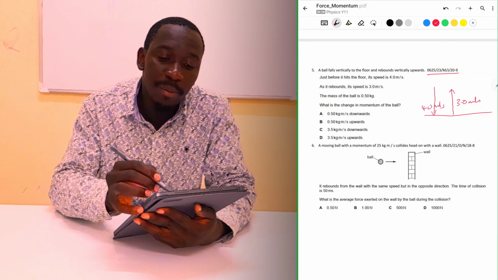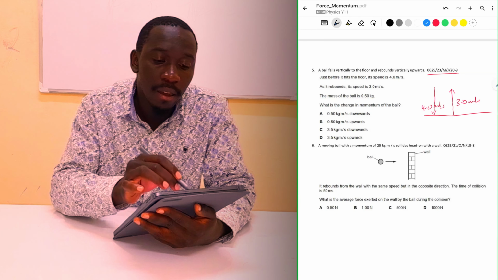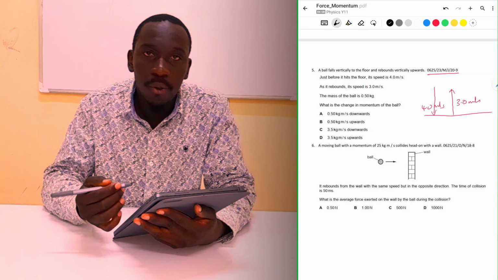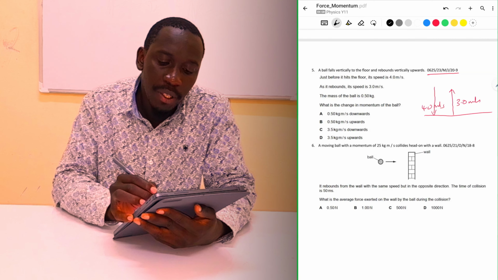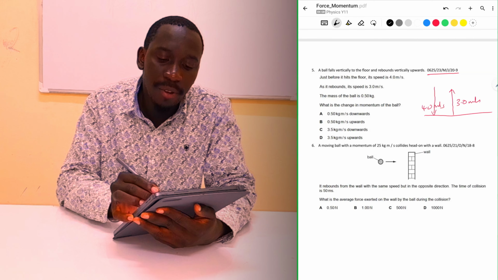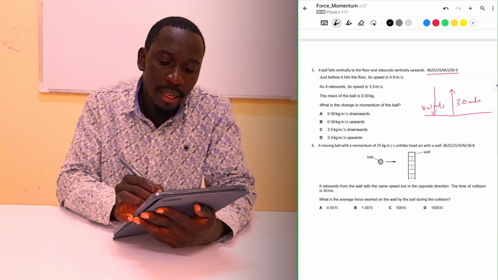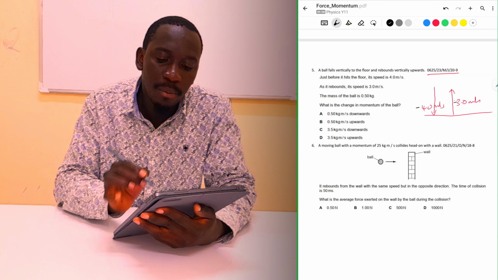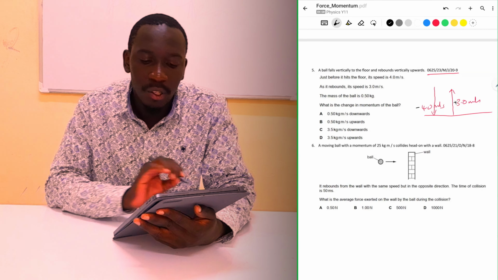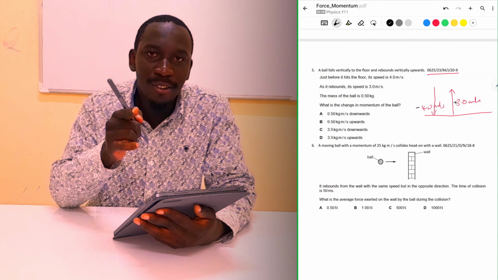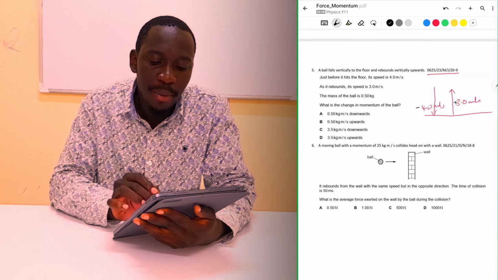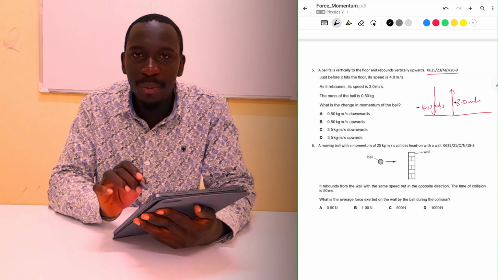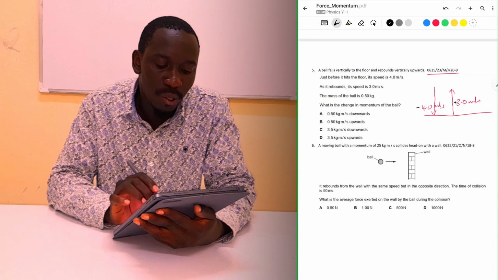Here also you must be very careful of the direction of momentum. If you decide that moving downwards is negative, that means when it goes upward it will be positive. We can try this, but for you, try making 4 positive and 3 negative, and then confirm your answer.